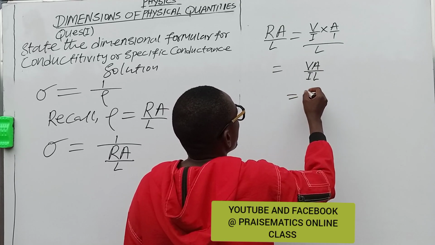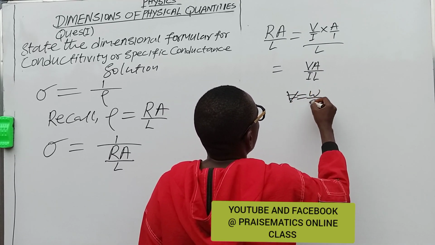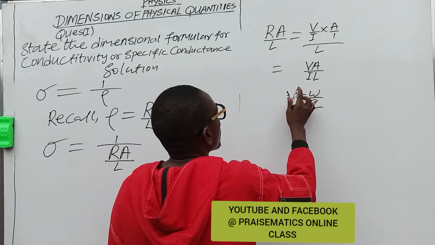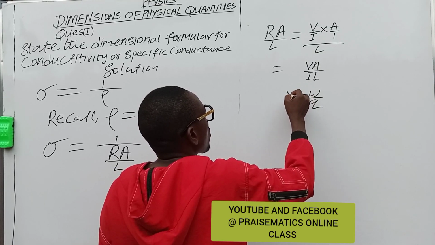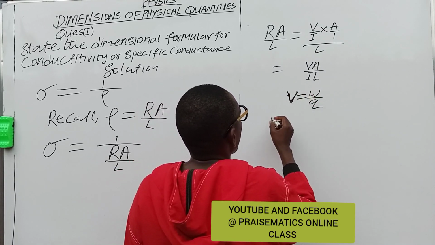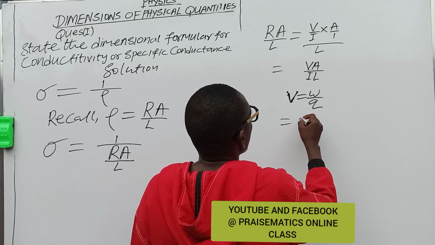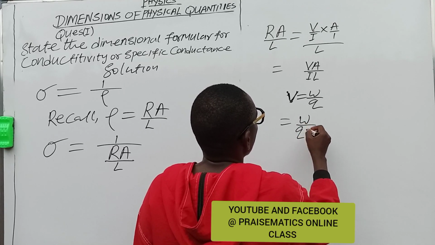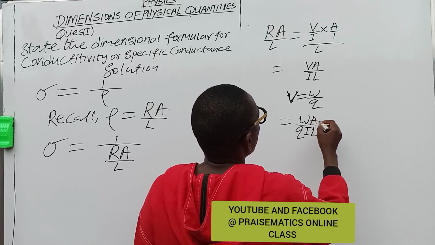Now let's go. This V itself, V is what? Where V is equal to work done over charge. V equals work done over charge. Now we have this as W over Q I L A.